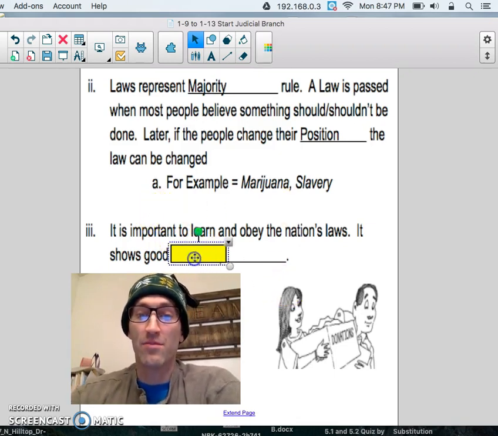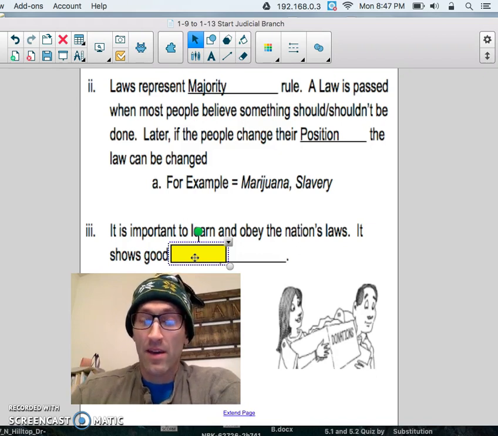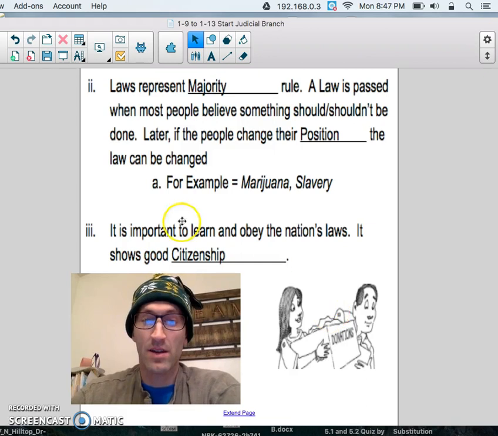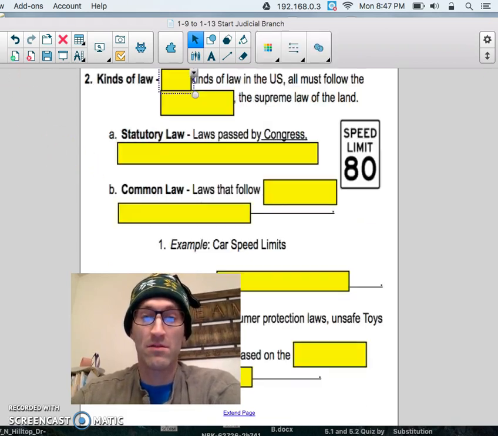Third point, it is important to learn and obey the nation's laws because it shows good citizenship. Again, going back to quarter one's lesson.